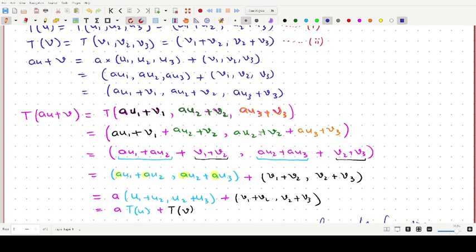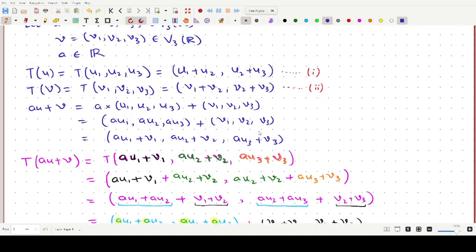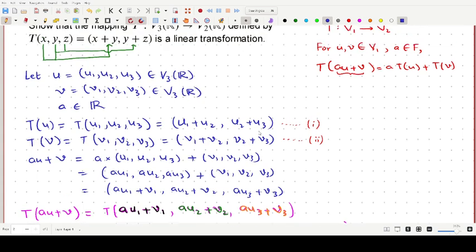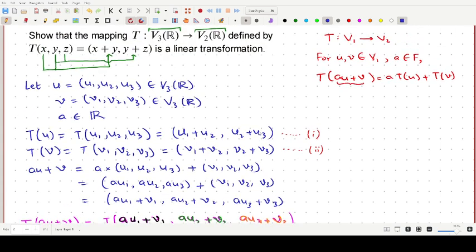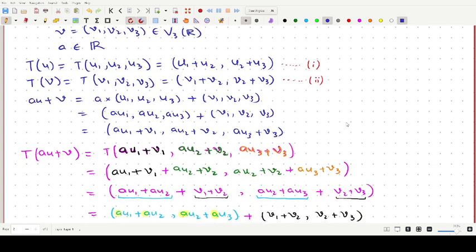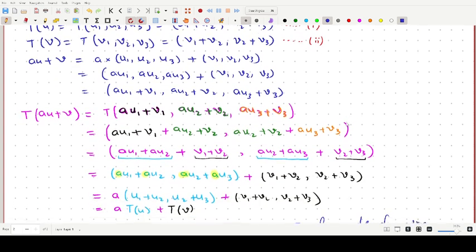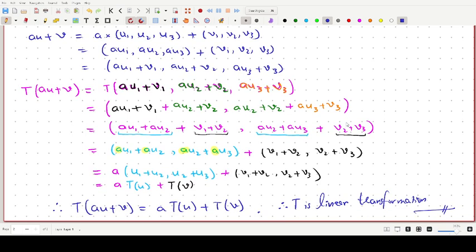Okay, so basically we started off with two vectors, two arbitrary vectors, right? Arbitrary means they have been chosen without any condition. We have just said let U belong to the domain, let V belong to the domain, right? And we also chose a scalar, and we have proved that the linear transformation of U and V, which is given by AU plus V, is basically A times the transformation of U plus the transformation of V.